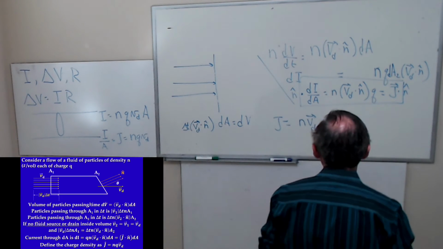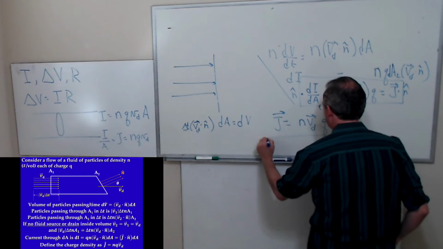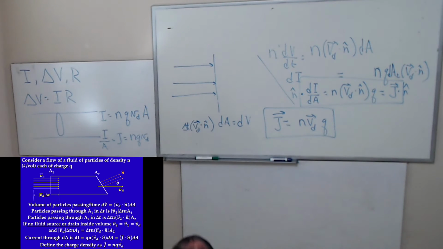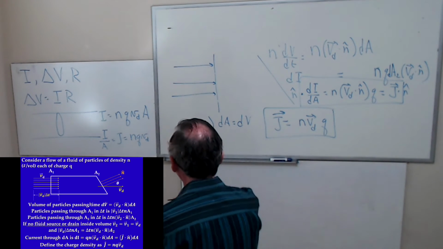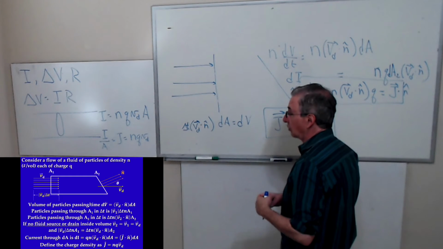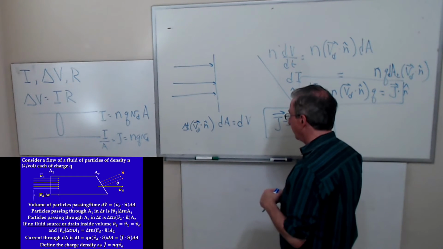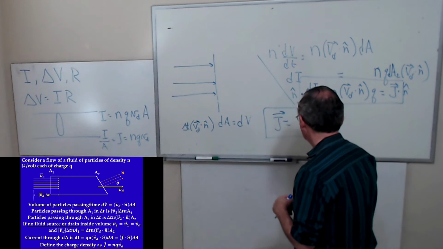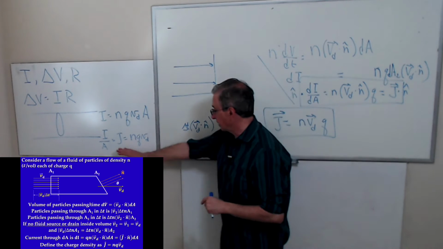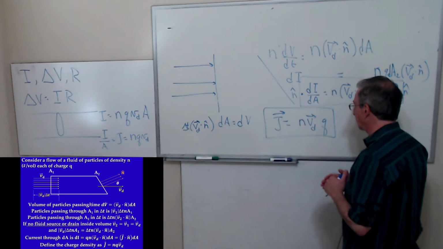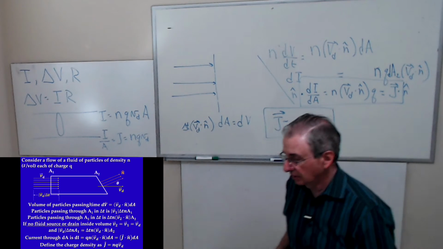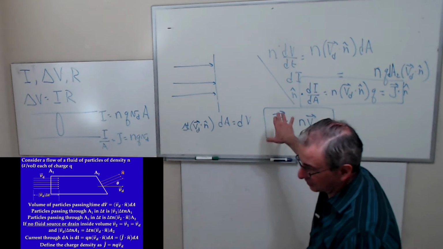So this is where the J vector comes from. But we're not going to be using it. We're basically going to be using it in this form. Like I said, for the problems we do in chapters 27 and 28, J is going to be uniform and perpendicular to any area. But when we get to chapters 29, 30, 31, you want a conceptual understanding of what this J term is.